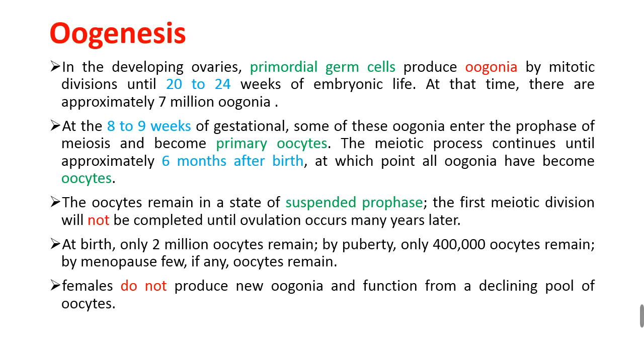At birth, only 2 million oocytes remain. As you remember, we start with 7 million oogonia. When we reach birth, only 2 million oocytes remain. By puberty, only 400,000 oocytes remain, and by menopause, few, if any, oocytes remain. Females do not produce new oogonia and function from a declining pool of oocytes.